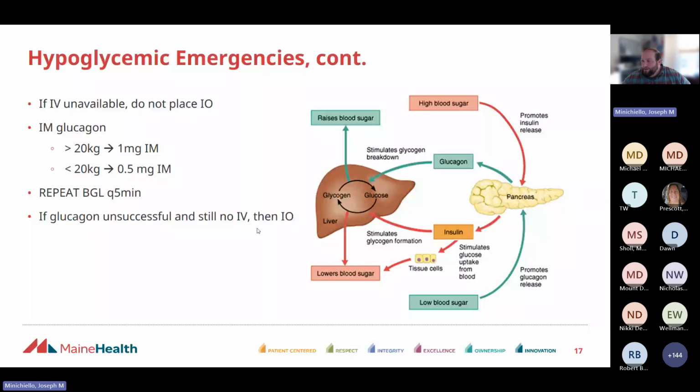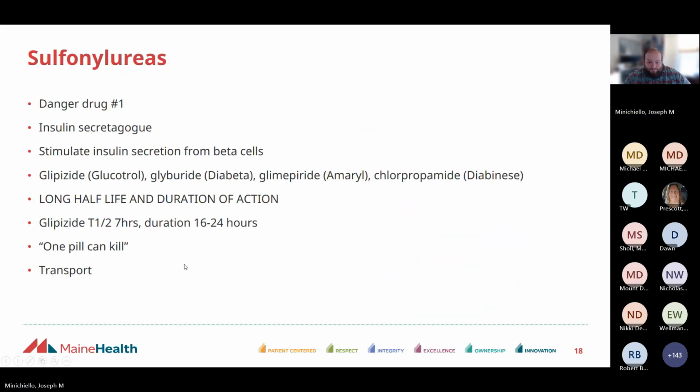Just again, being really mindful that you don't want to infiltrate that IO. The sugar around is going to be quite irritating and caustic to that person.